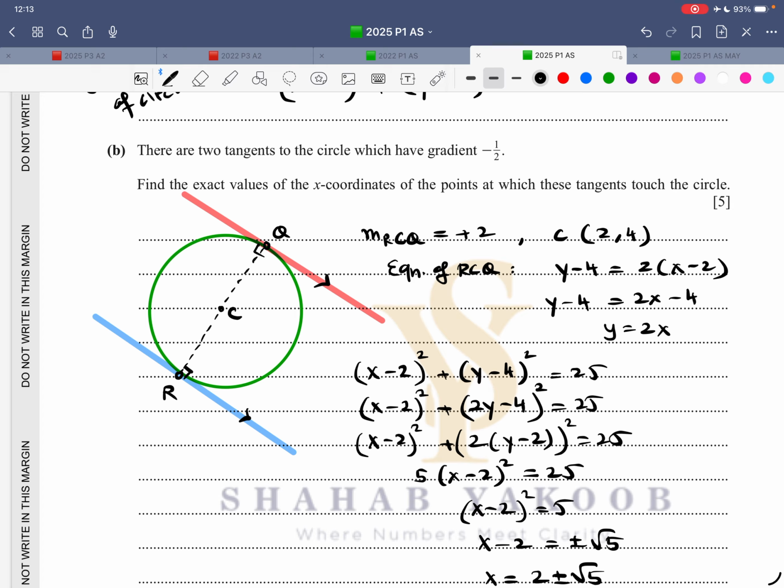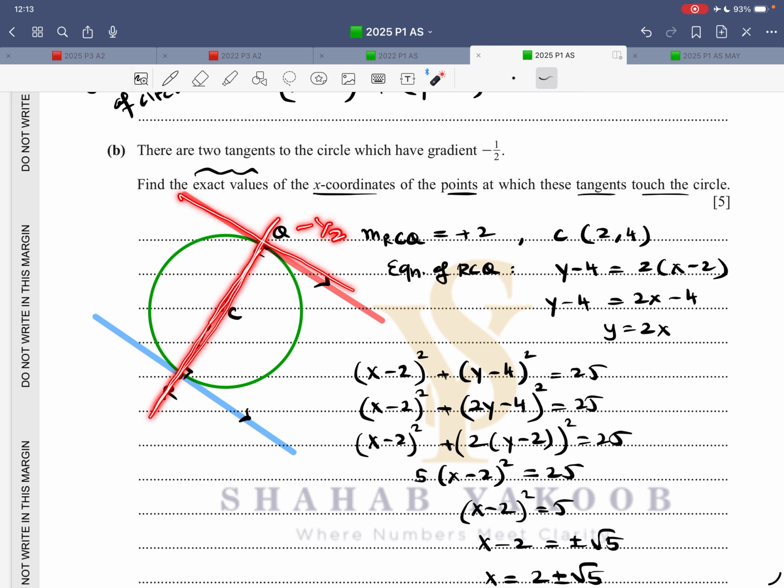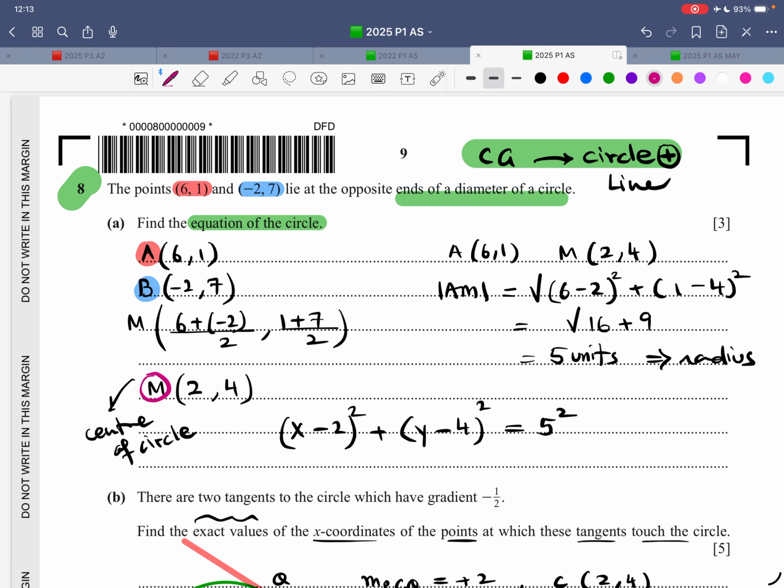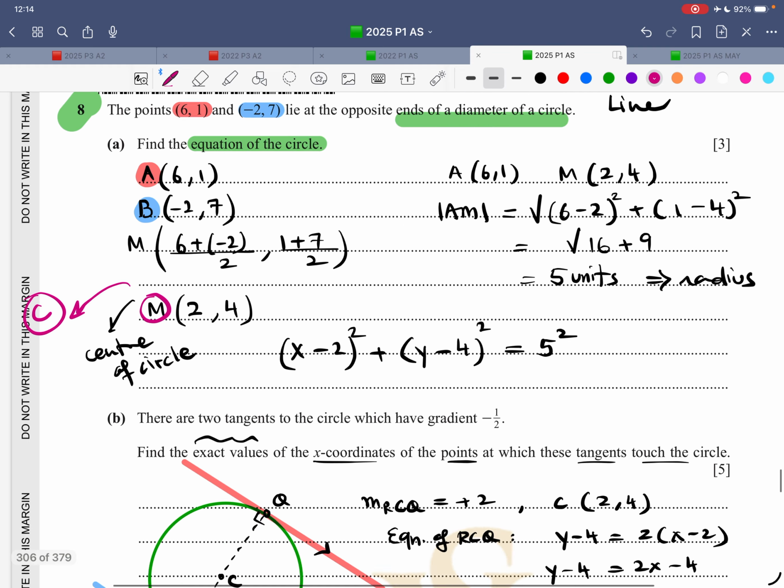Now they both have a gradient which is negative. Find the exact values of the x coordinate of the points at which these tangents touch the circle. So let me label one point as Q, the other point as R. And remember, we have done something like this in the regular class in the super crash course. So now the center is given. And we know that this gradient is negative half. Therefore, the gradient of this line is positive 2. The center of the circle is 2, 4. So I can label M as C also.